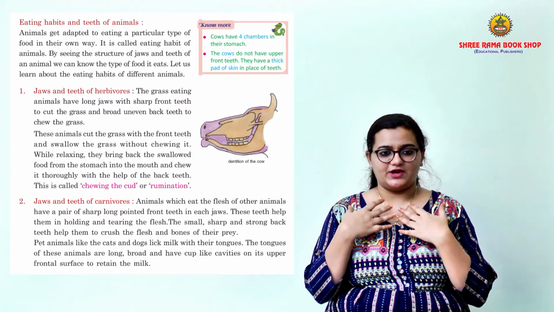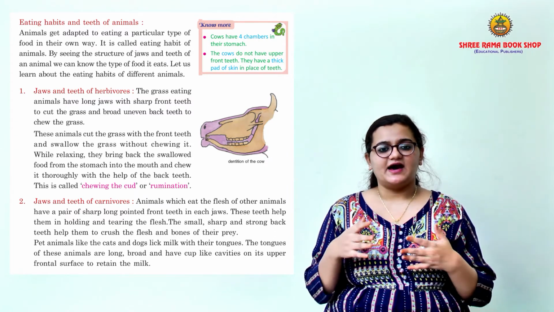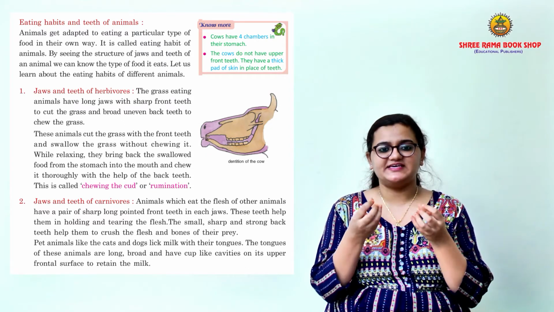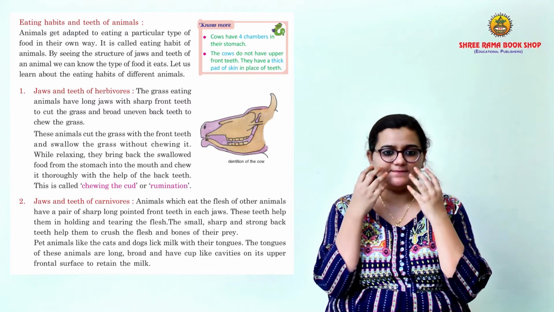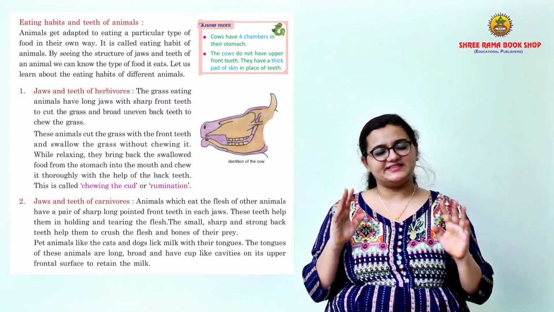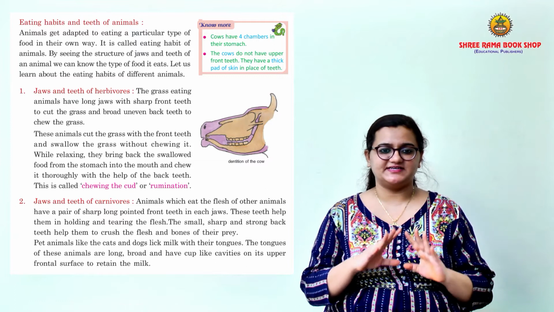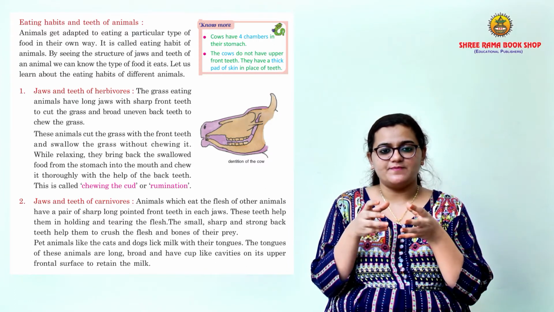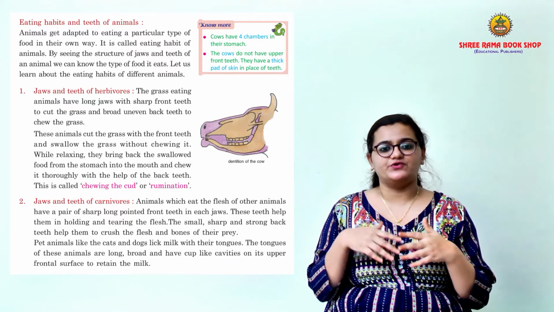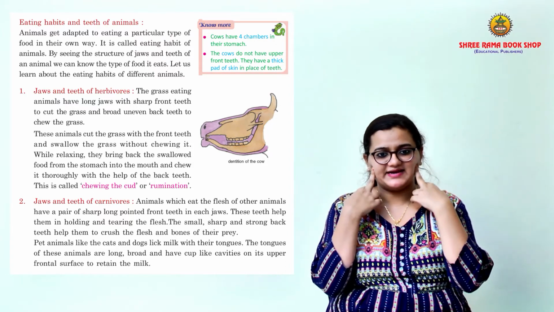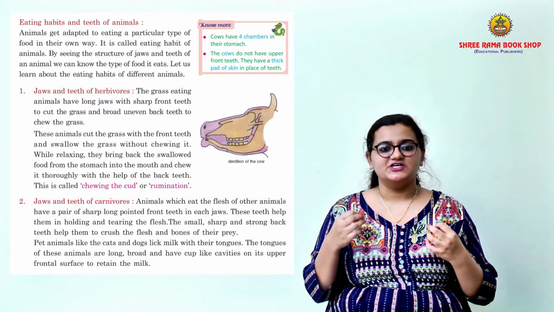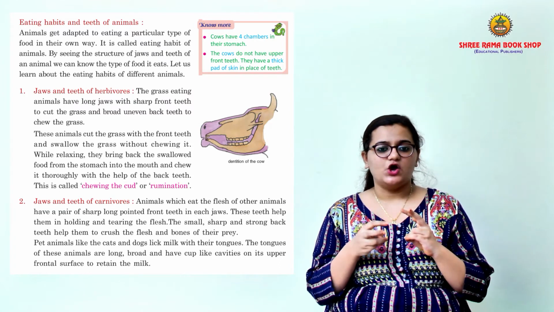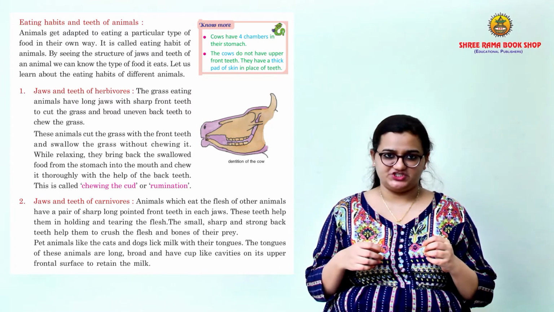And then they swallow. The specialty of these animals is that first they just bite the grass and keep it without chewing. And when they are relaxing somewhere, sitting, they bring back the swallowed food from the stomach into the mouth and chew it thoroughly with the help of the back teeth. This is called chewing the cud. They are chewing it twice. Yes. It is also known as rumination.